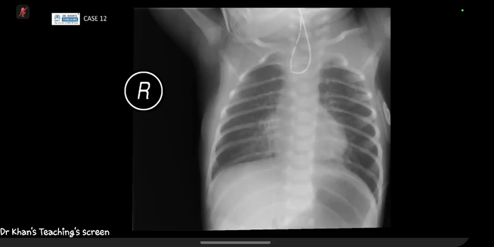I see also there is a right intravenous line going through the catheter, through the cava to the right atrium. This is the tubular structure on the right side of the spine. So I am dealing with a case of esophageal atresia.